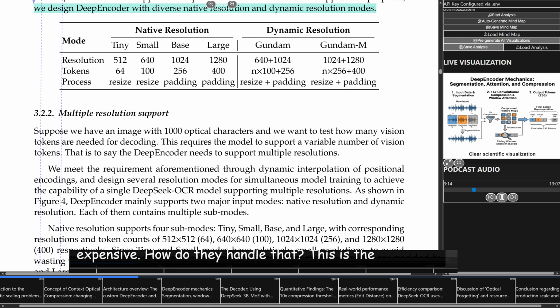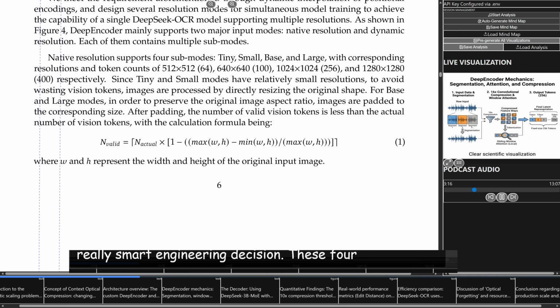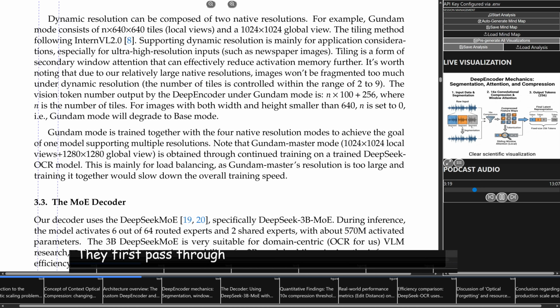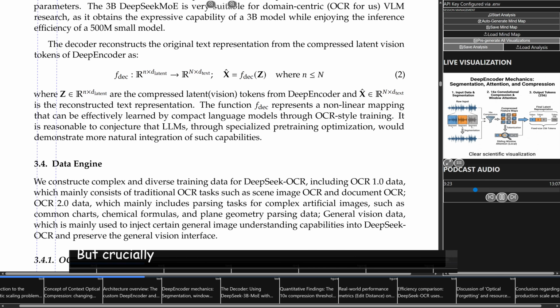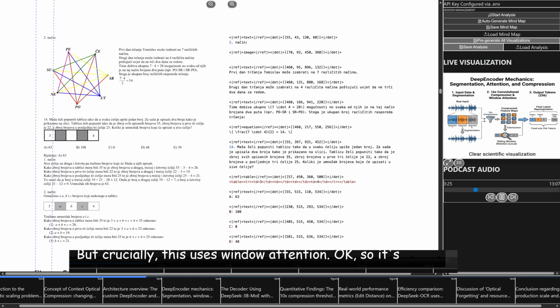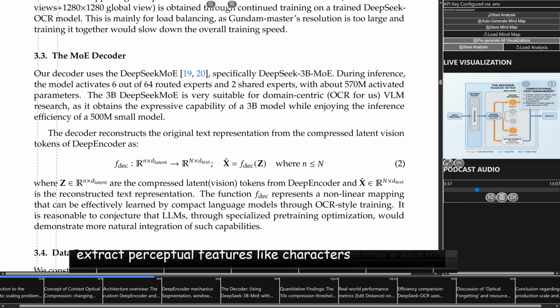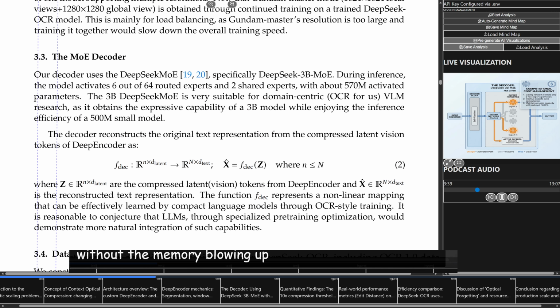This is the first really smart engineering decision. These 4,096 tokens first pass through an 80 million parameter SAM-based component, but crucially, this uses window attention. Okay, so it's processing things locally first. Right. It looks at features inside smaller, non-overlapping windows. This keeps the computational cost linear at this early stage, so it can extract perceptual features like characters and layout without the memory blowing up. So window attention is the tool for efficient local feature extraction. But the whole point is to get a global understanding. How do they do the actual compression?